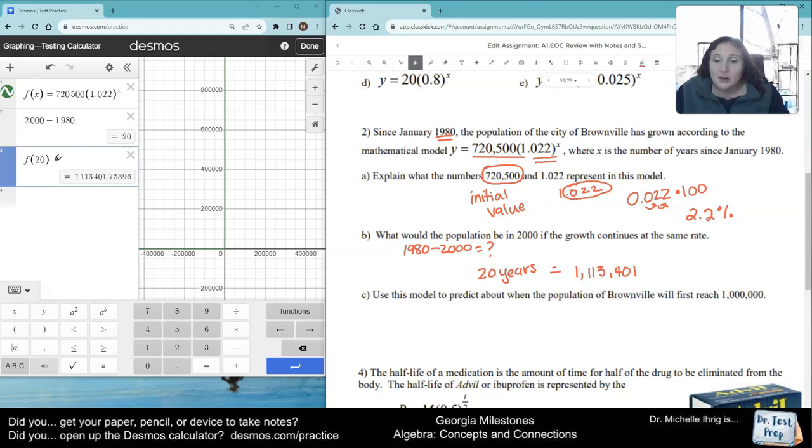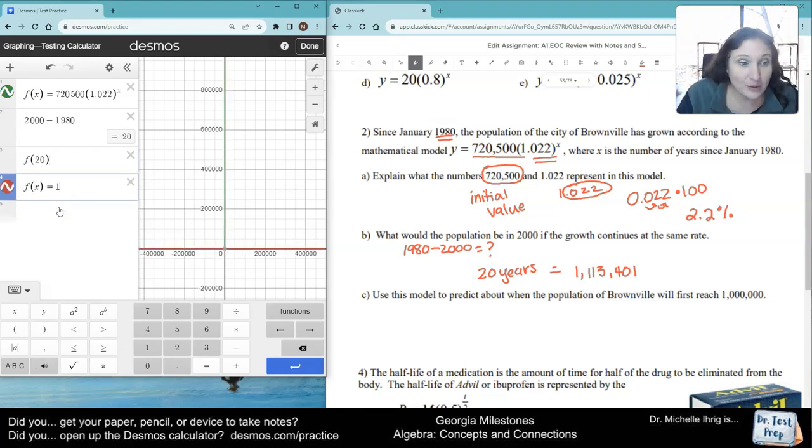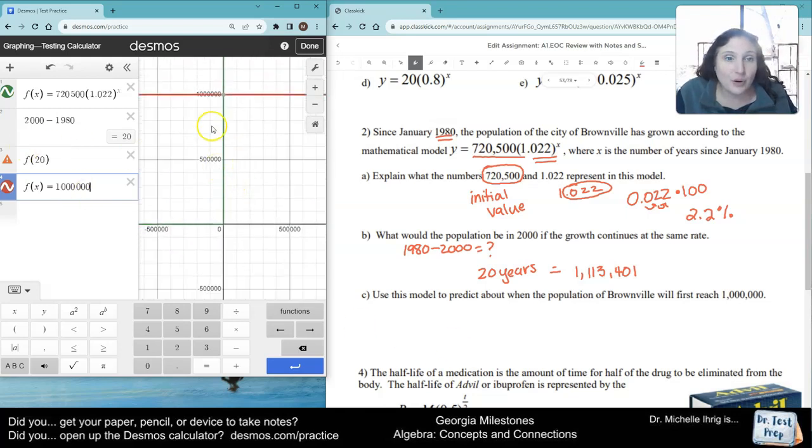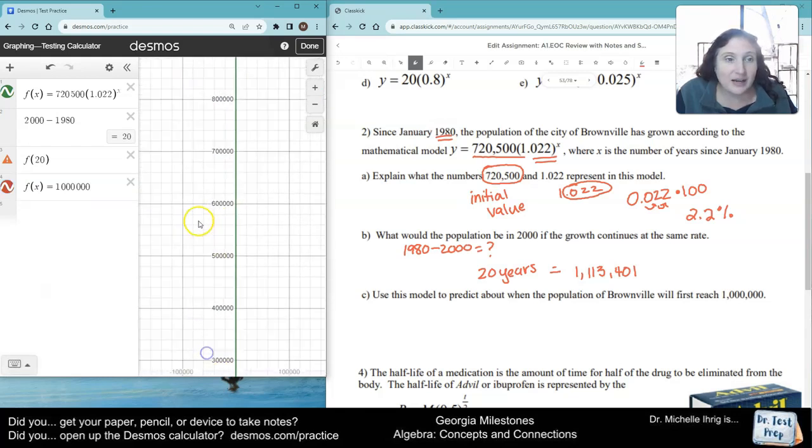Using this model to predict about when the population of Brownville will first hit 1 million. So now what I'm going to do is just type in f of x equals 1 million, and then we're going to have to scroll and see when they intersect.